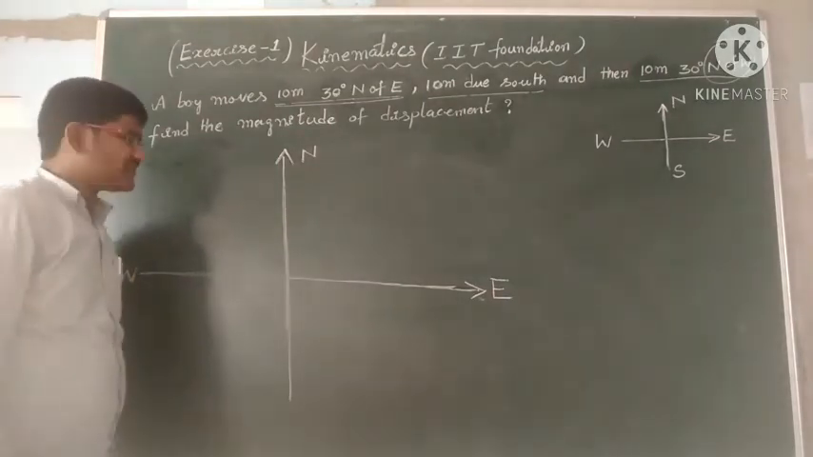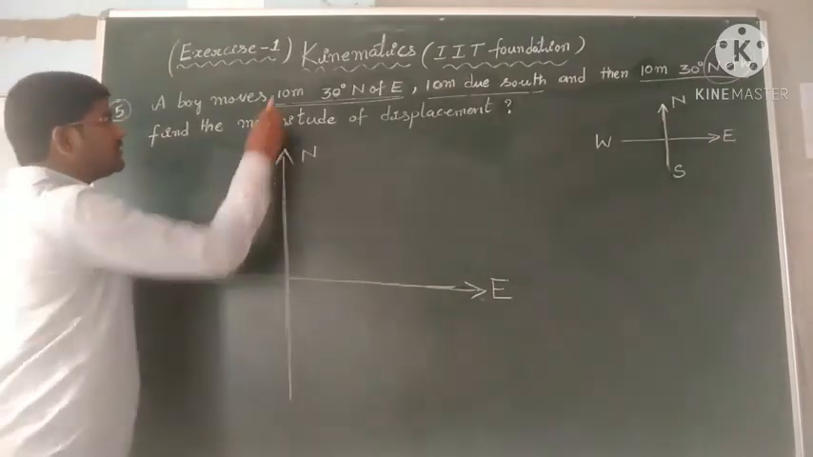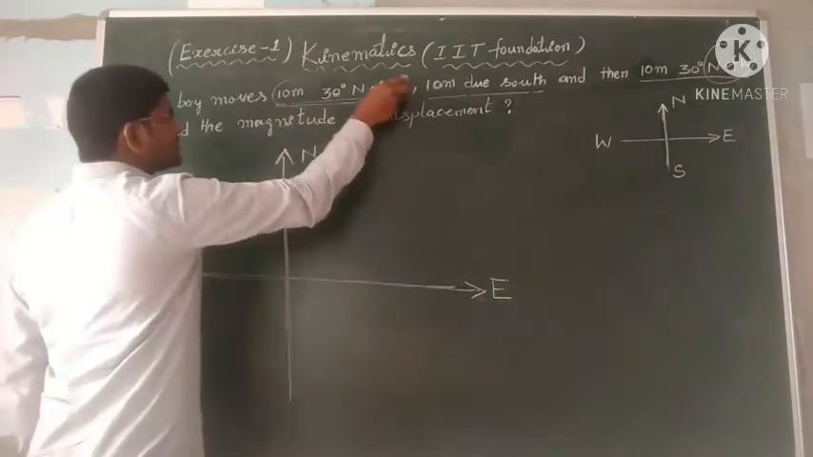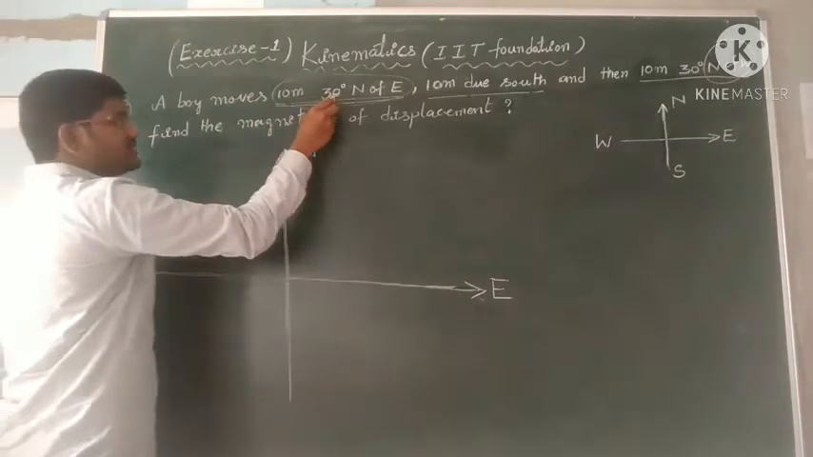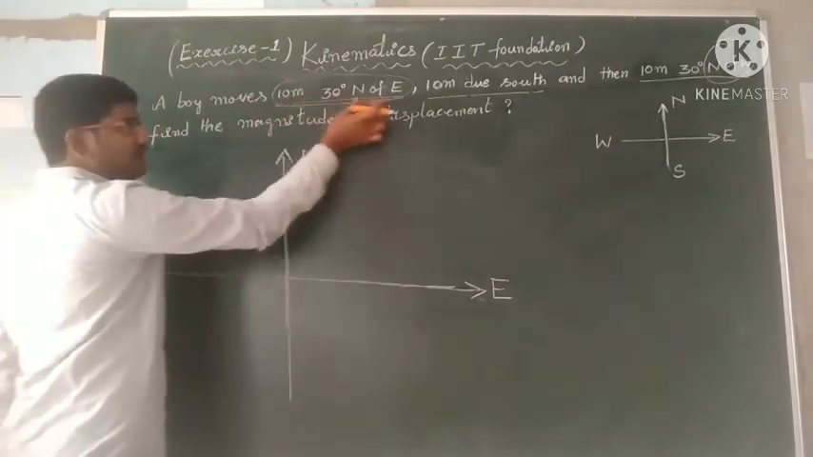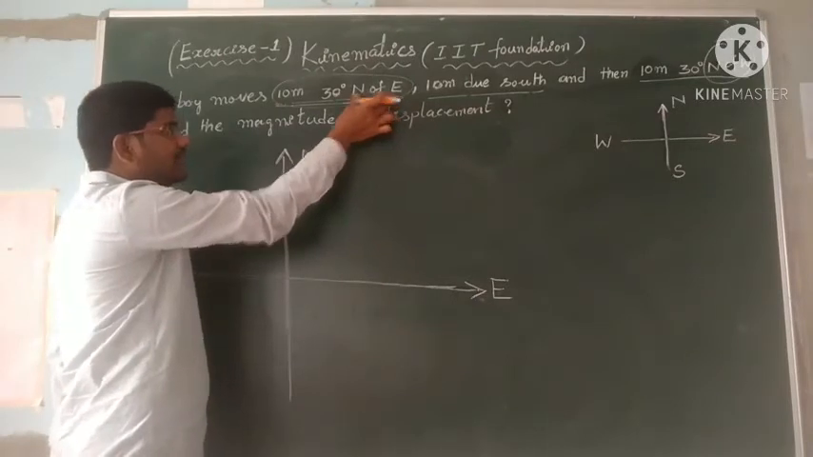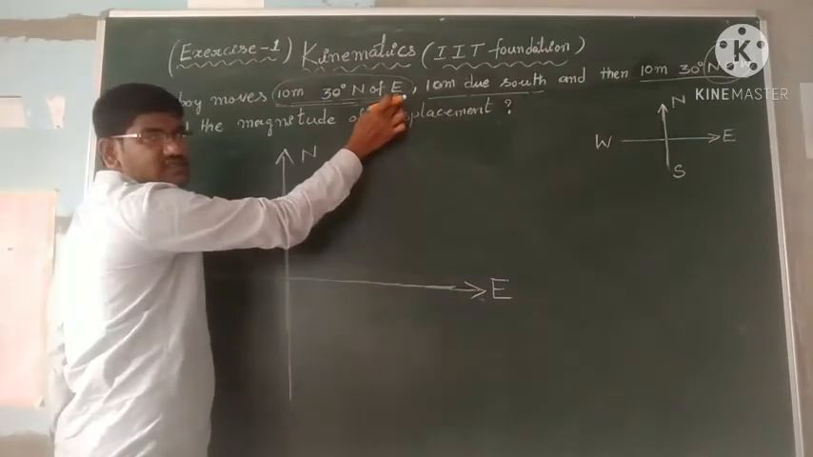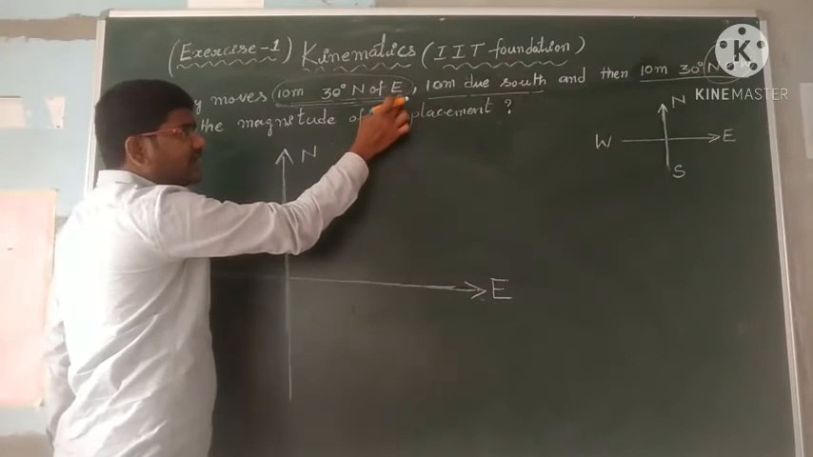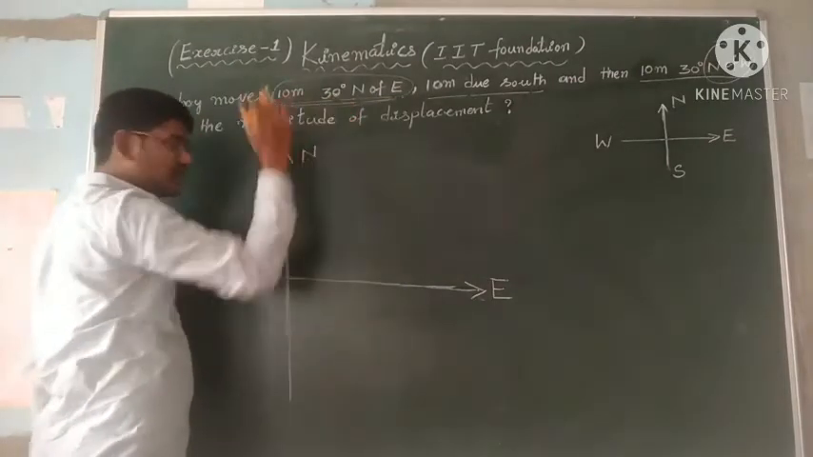Okay, we got like this. Fine. Now see, first 10 meters, 30 degrees north of east. First 10 meters in the northeast plane, making 30 degrees with east. See what the final direction is here. With that, this angle we should consider.